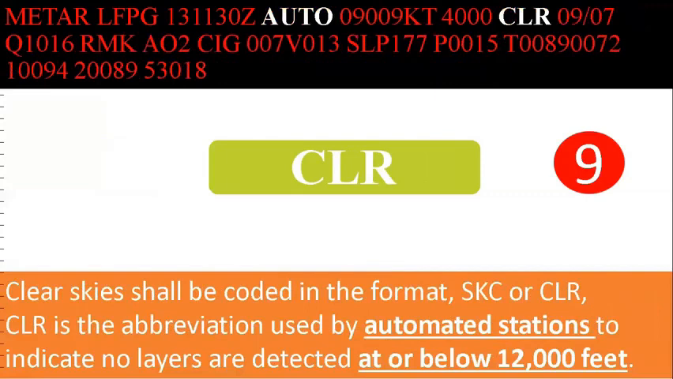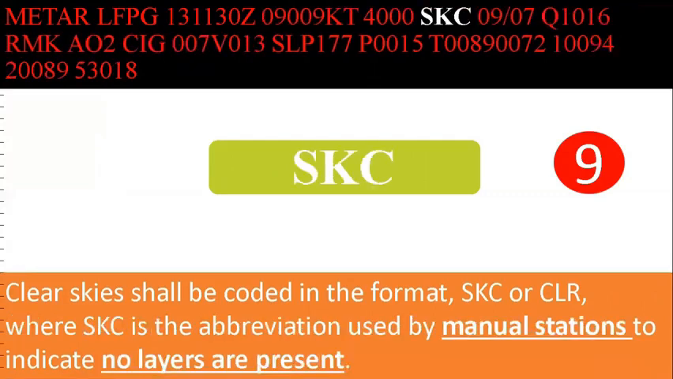Clear skies shall be coded in the format SKC or CLR. So CLR is the abbreviation which is used by automated stations, and it will indicate that no cloud layer is detected at or below 12,000 feet. So sometimes in place of CLR we will get SKC. SKC will be used by manual stations to indicate that no layer of clouds is present. So the difference between CLR and SKC is that SKC is done by a manual station and CLR is done by automated stations.